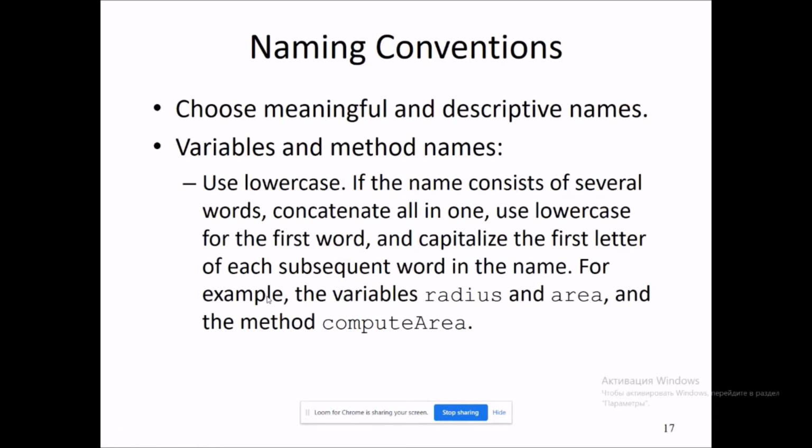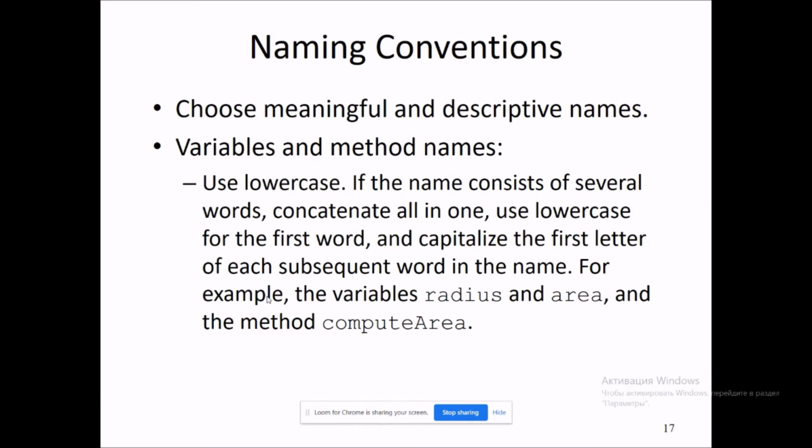Naming conventions. Choose meaningful and descriptive names. Don't choose just any kind of letters, because if you write a huge code, you will be using a lot of variables there. That's why if you give meaningful and descriptive names, you will not have problems with names of variables, and you will not think what was it about, why did I give this letter, etc.